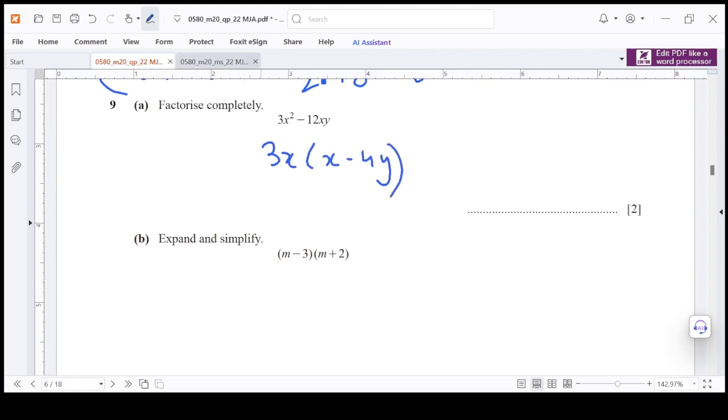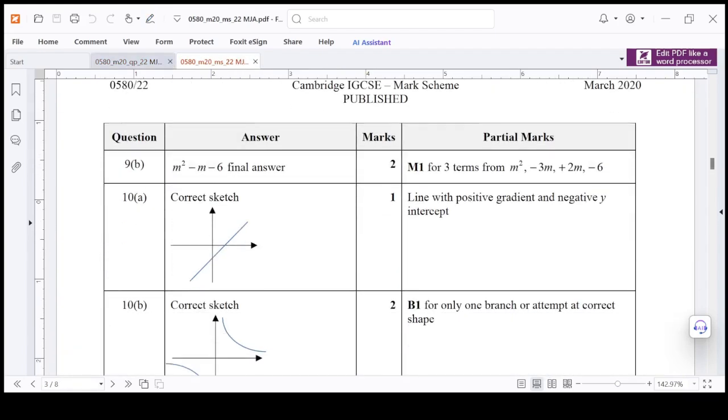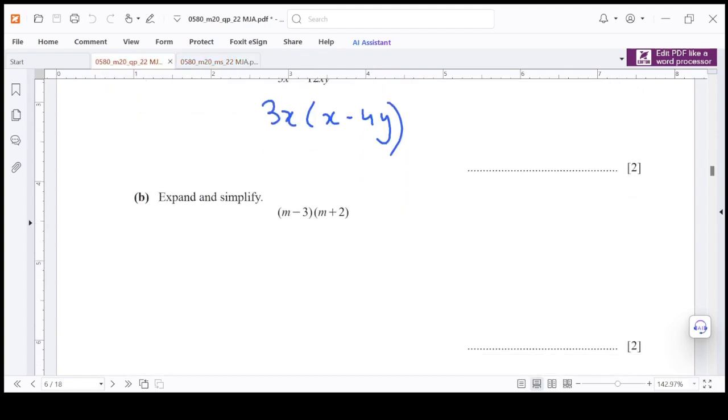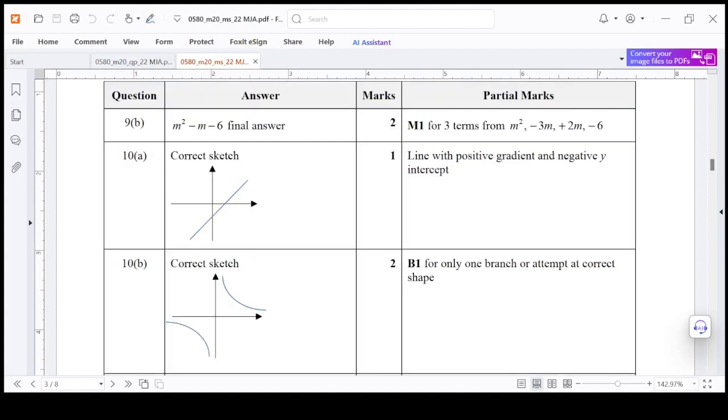In the next one, we have to expand it. I'm just telling the answer on the go as well. Expand this: m squared plus 2m minus 3m minus 6. That's m squared minus m minus 6. That's the expansion of part B.